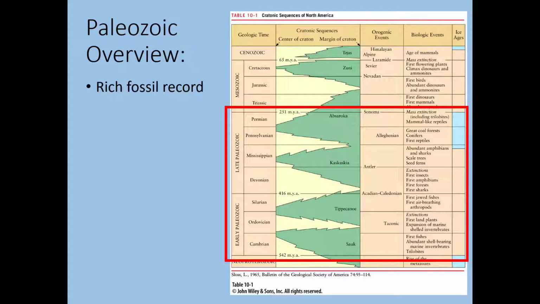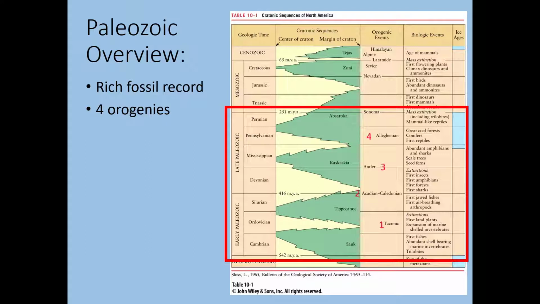A quick overview: when we think of the Paleozoic, we start to think about a rich fossil record, because the fossil record in the Paleozoic is really important and begins with the onset of the Cambrian period, as you'll see in just a few minutes.